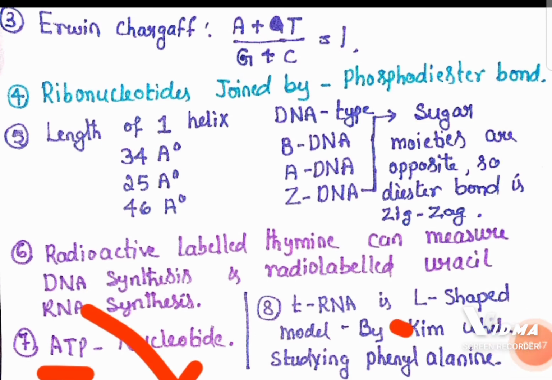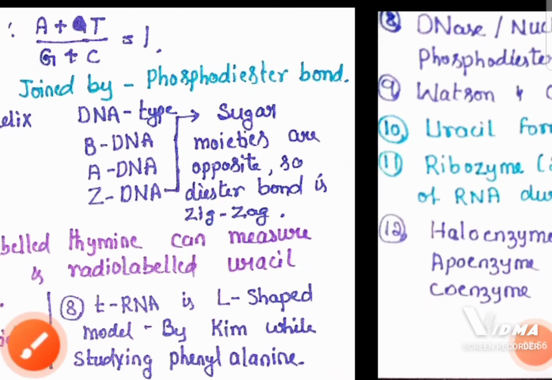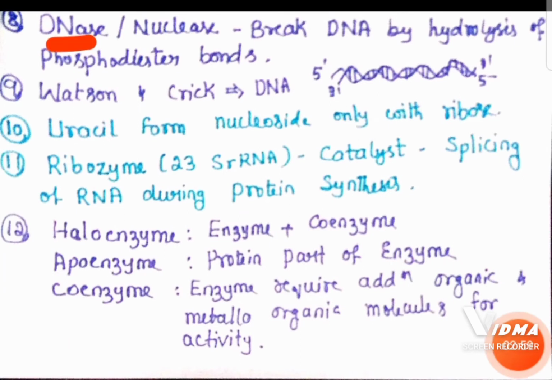According to Kim, while he was working on phenylalanine tRNA, he came to know that tRNA looks L shaped, and tRNA also looks like a cloverleaf model. And DNase is an enzyme belonging to the class called nuclease, which breaks the DNA by hydrolyzing the phosphodiester bond present between the nucleotides. So DNase breaks the phosphodiester bond.